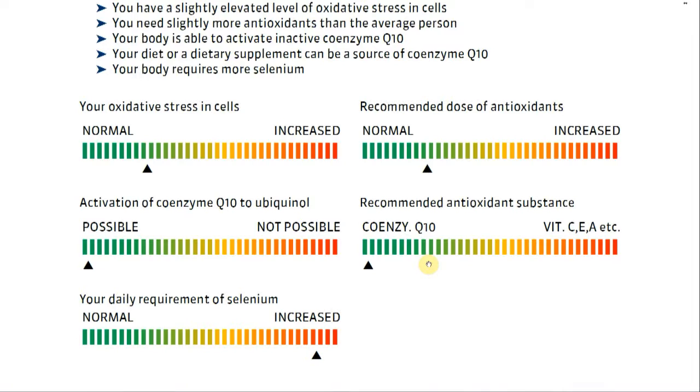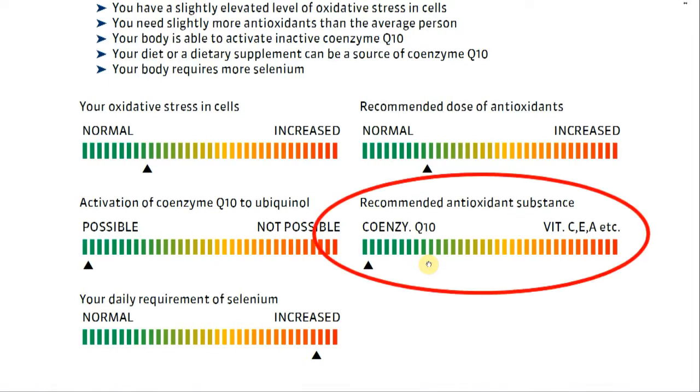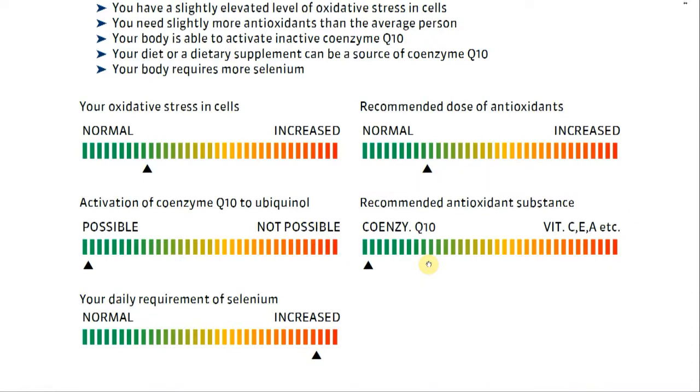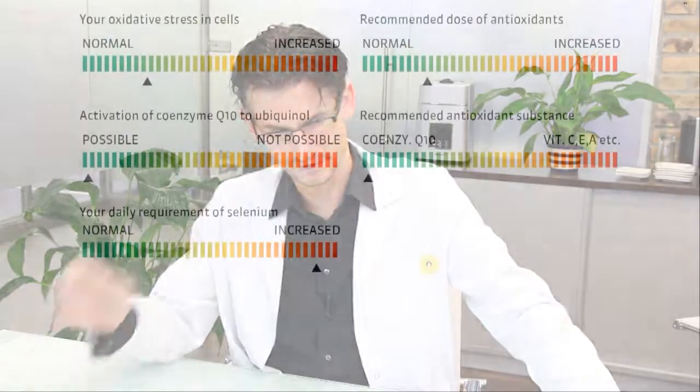And here you see the recommended antioxidant substance, coenzyme Q10 or alternative vitamins, depending on where you are. And again, we can take this information, we find out you need more vitamins or not, and then we choose which type of food to recommend to you. And then selenium, that's also a very interesting story.